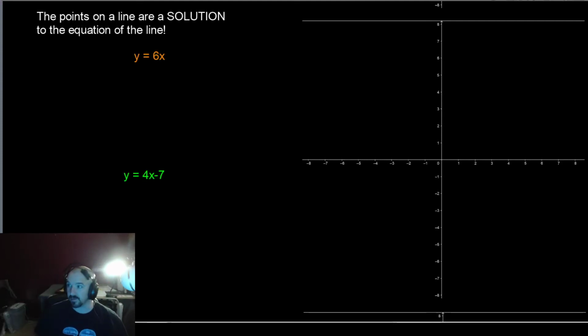In this video we talk about the equation of a line and what it represents on the Cartesian coordinate plane. The points on a line, and there are infinitely many of them, but we're not going to graph all of them, are solutions to the equation for that line. So if we take something like y equals 6x, any point on that line will be a solution, will make that equation true.